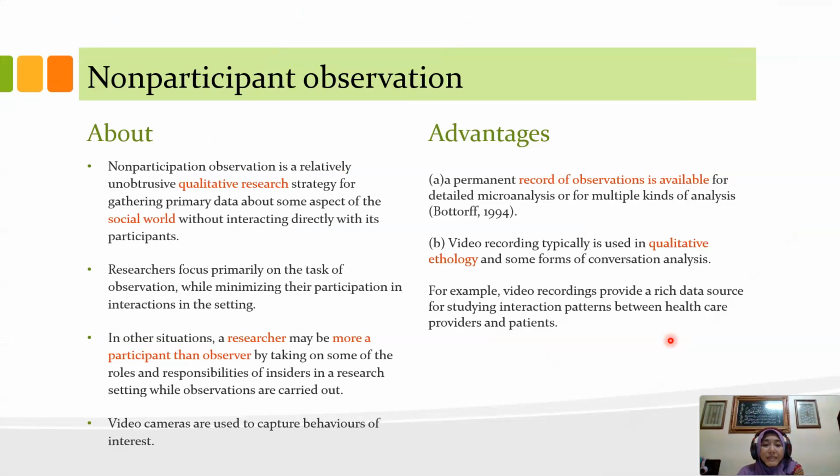Next we look at non-participant observation. Non-participant observation is a qualitative research strategy for gathering primary data on some aspect of the social world without interacting directly with its participants. It is in contrast with participant observation, so it is not done with direct involvement of the participants. The researcher focuses primarily on the task of observation, not on the participants.